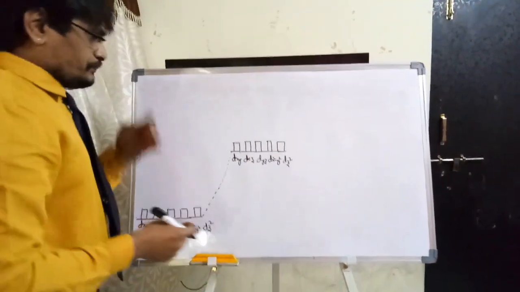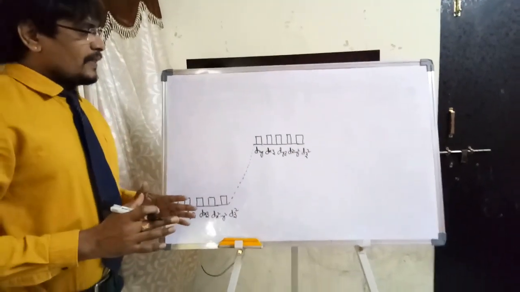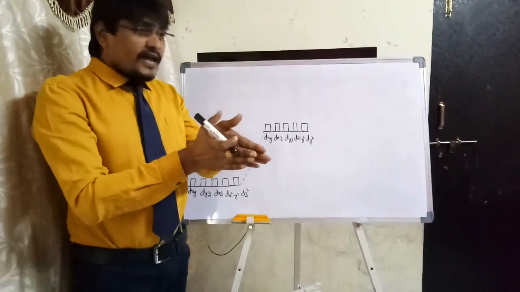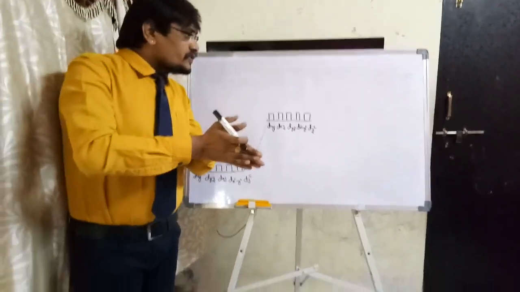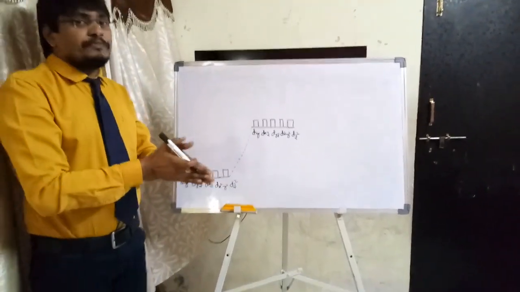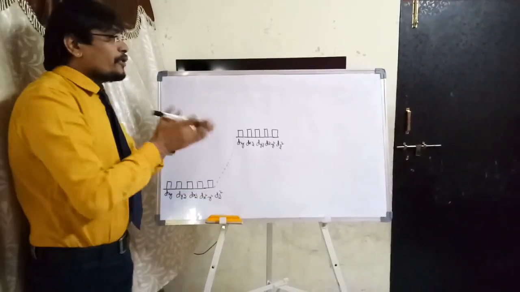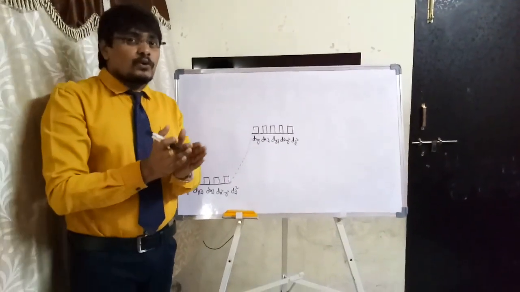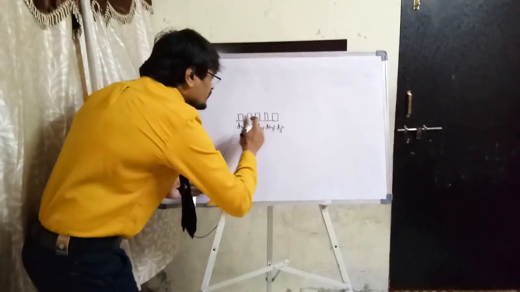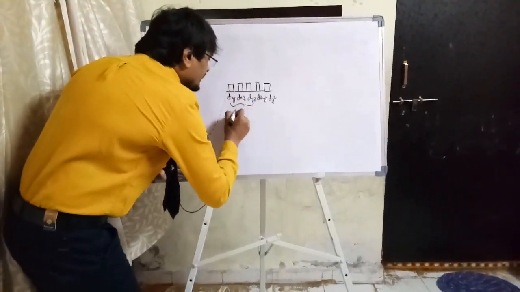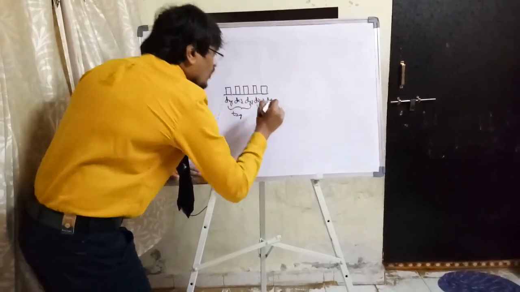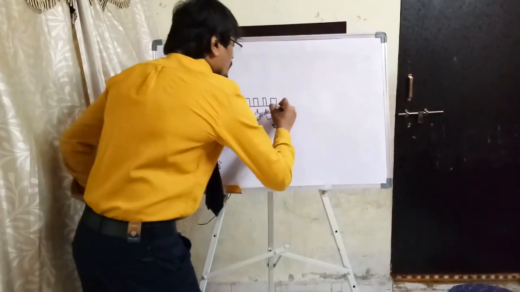Right. Now, I already clearly explained that in the case of the tetrahedral complex, the ligands are approaching in between the axis. The T2G set of d orbitals will experience maximum repulsion, because in the T2G set of d orbitals, the electrons are sitting in between the axis. Out of these 5, these 3 are the T2G set of d orbitals, and these 2 are the EG set of d orbitals, right? So now what happens?